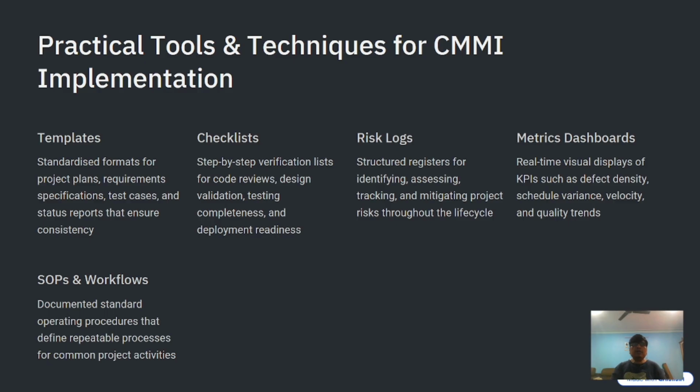Now, what are the practical tools and techniques for the CMMI implementation? Yes, a process consultant has understood how he has to do it, but at the ground level, what are the practical ways he has to do it?